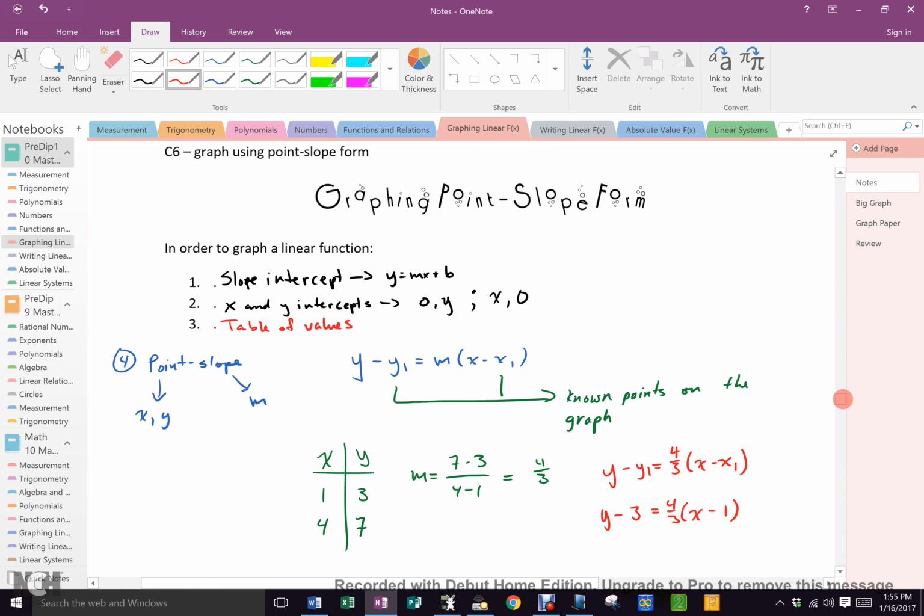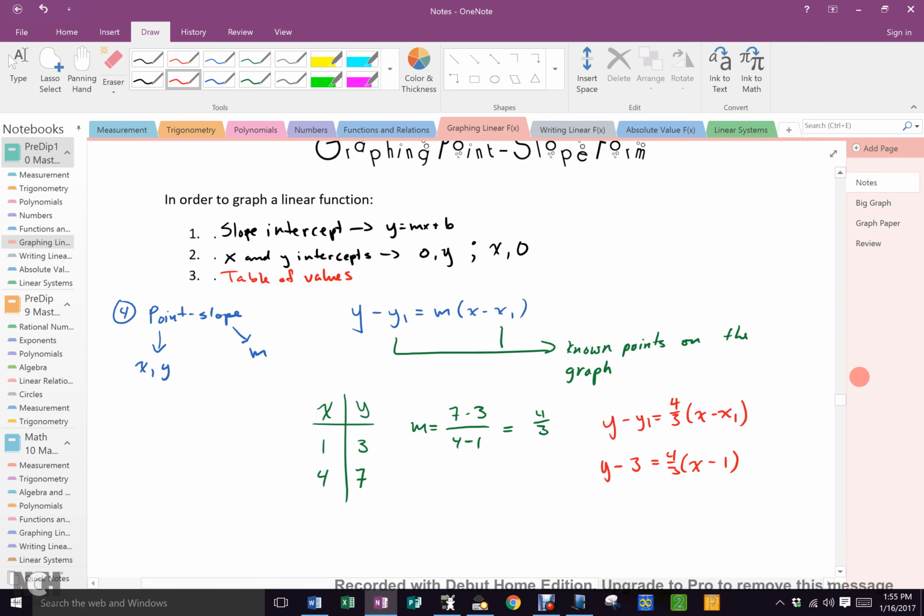Now, this is why it works. Do you see an x and a y? Now, we know these points are already on the graph, don't we? So watch what happens. We used 1 and 3, correct? So now we're going to use 4 and 7. 4 is an x, right? So where does it go?